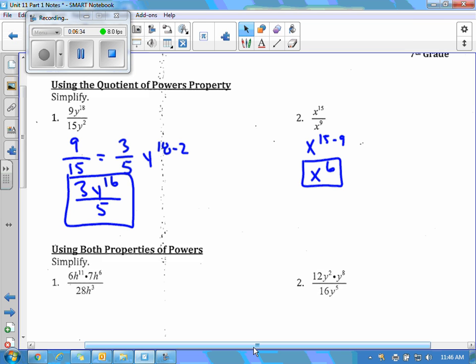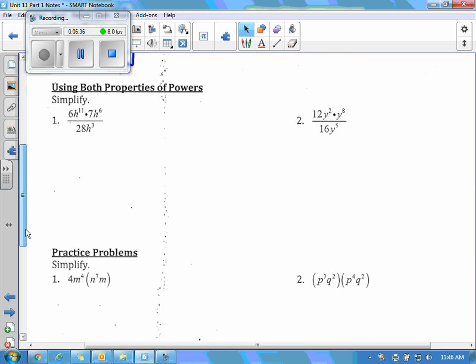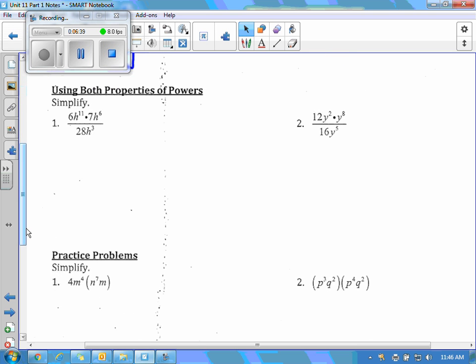If you look at the next section, it says using both properties of powers, so multiplication and division. Remember that when you have a fraction, you have to follow order of operations within that. So for number 1, we need to multiply what's on the top first before we worry about the bottom.